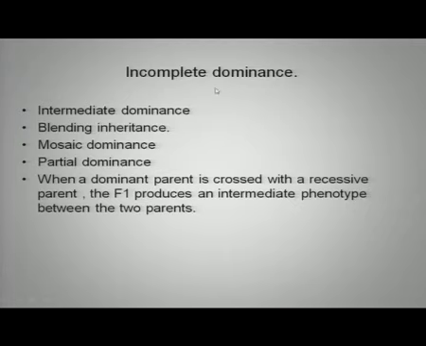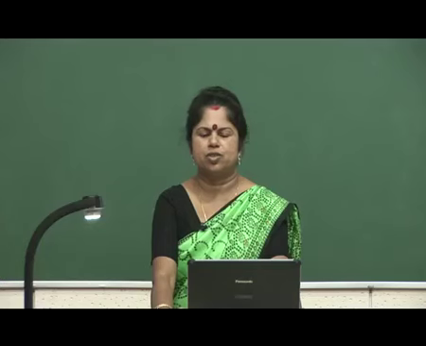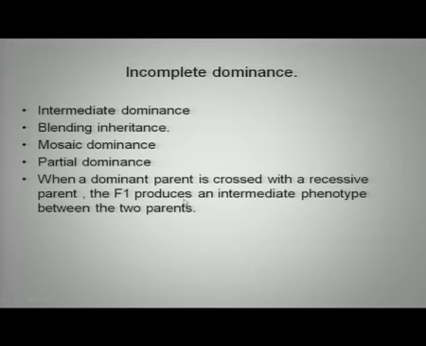Incomplete dominance is also known as intermediate dominance, blending inheritance, mosaic dominance, or partial dominance. So, all these are synonyms of incomplete dominance. When a dominant parent is crossed with a recessive parent, the F1 produces an intermediate phenotype between the two parents.